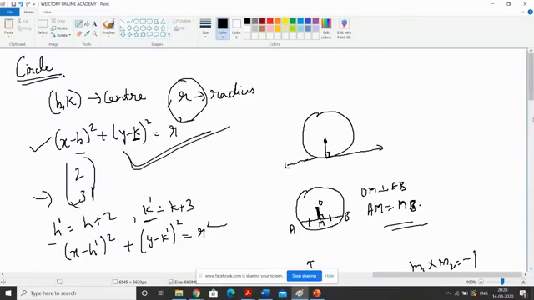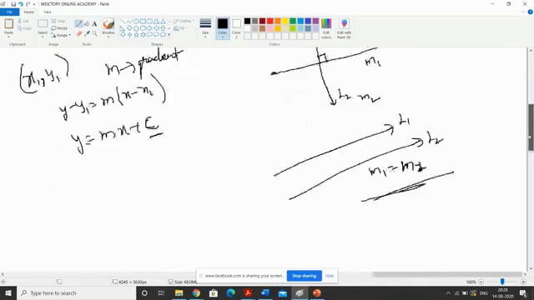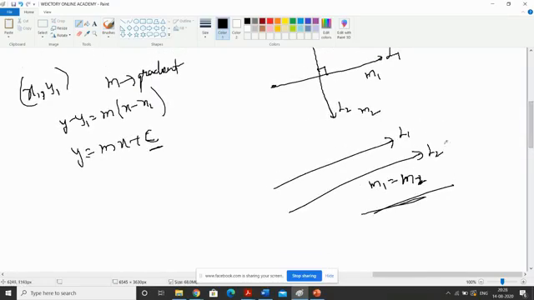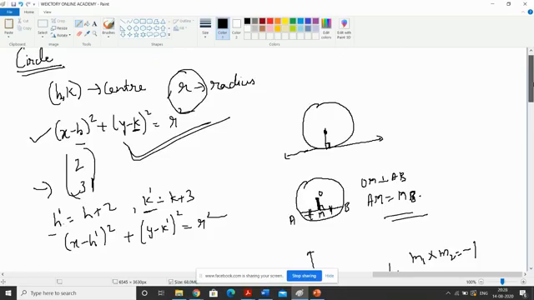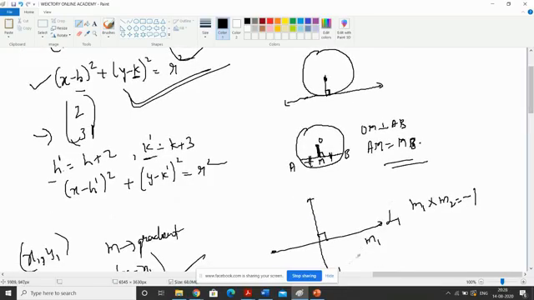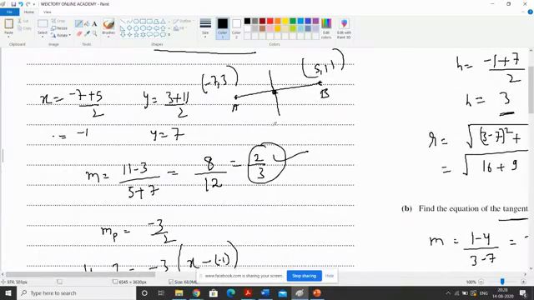This is the important thing. If you draw a perpendicular from the center on the chord, it divides the chord into two parts, so it always acts as a perpendicular bisector. If two lines are parallel, their gradients are equal. If two lines are perpendicular, the product of gradients is minus 1. We can use these two to write down the equation of a straight line. I think that's it. That's how the question comes every time.